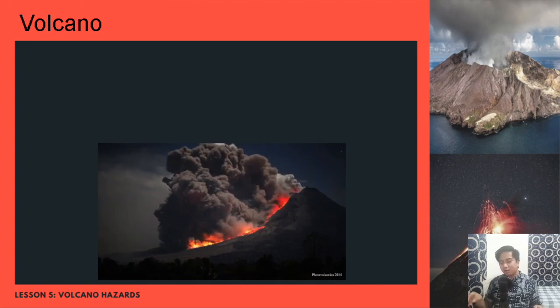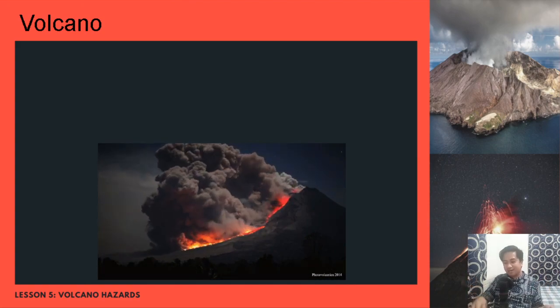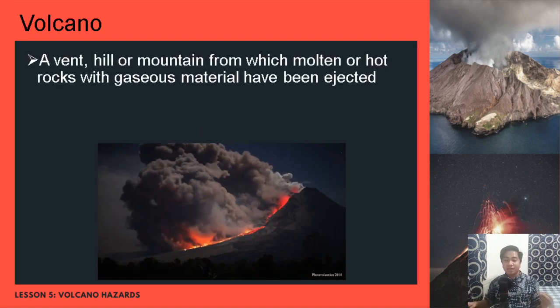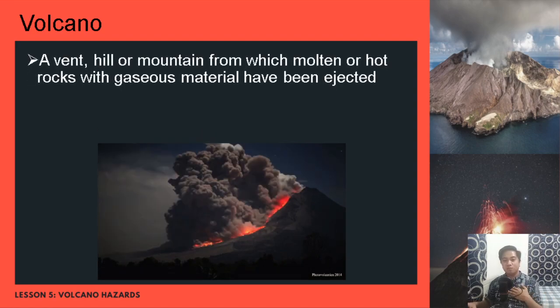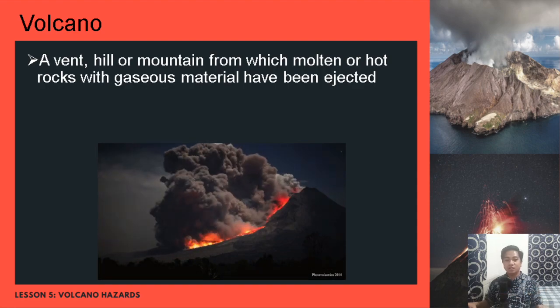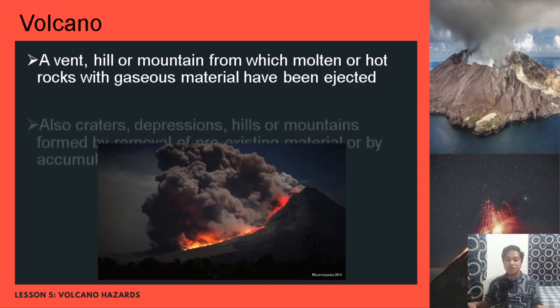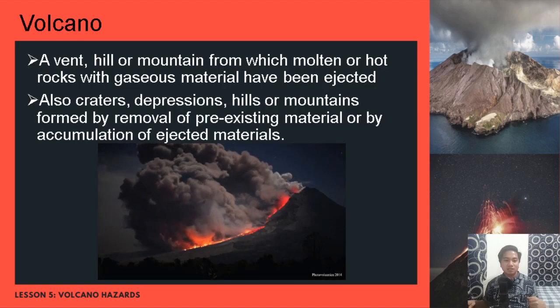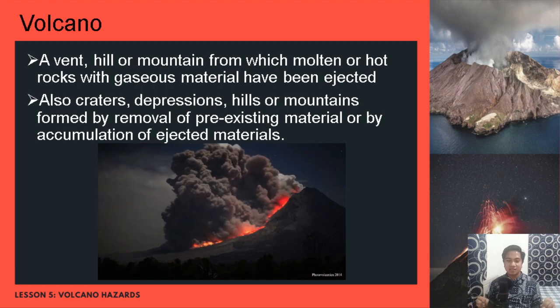Now let's have the volcano. Of course, we all know what a volcano is. A volcano is a vent, hill, or mountain from which molten or hot rocks with gaseous material have been ejected. Also included are craters, depressions, hills, or mountains formed by removal of the pre-existing material.